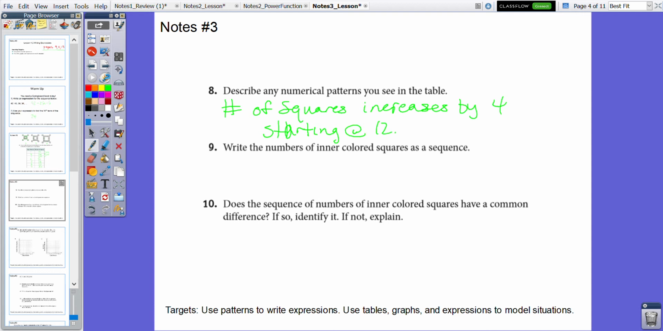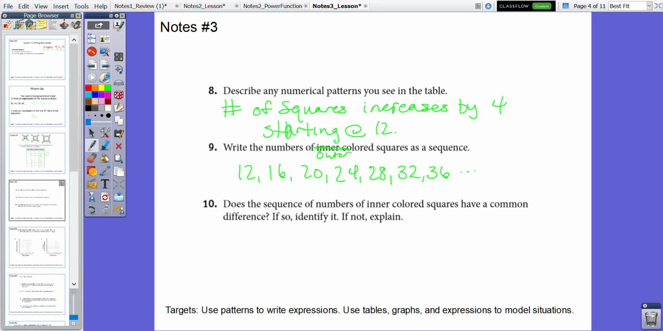For the numbers of colored squares, we're actually going to look at just the outer squares rather than the inner. The outer colored squares basically go like this: 12, 16, 20, and then we can keep going from there: 24, 28, 32, 36, and so on. We can use those ellipses to indicate that it's a pattern that keeps going on forever, if we wanted to figure out the millionth term in that sequence.